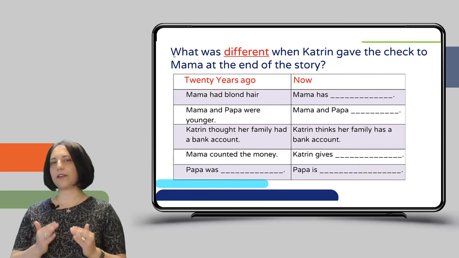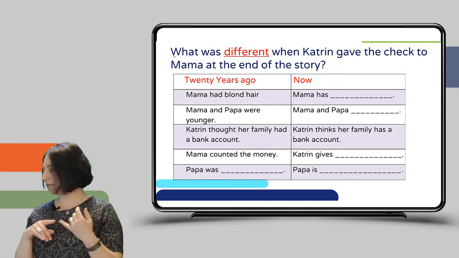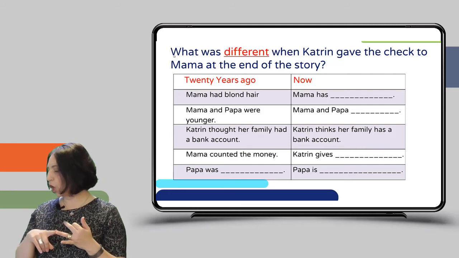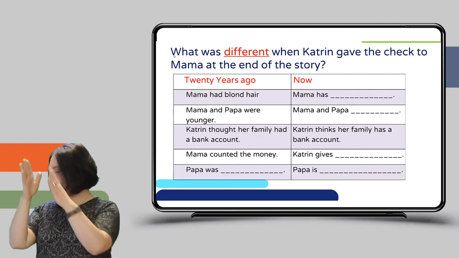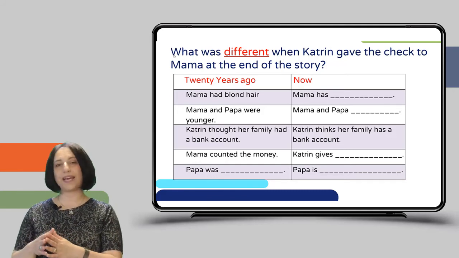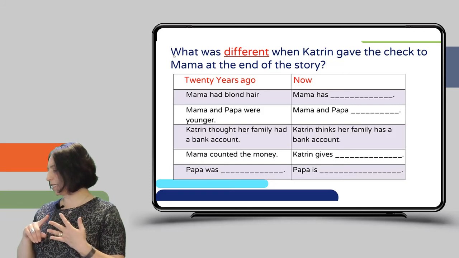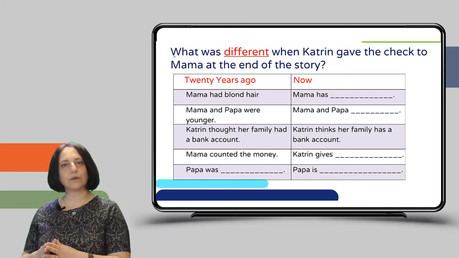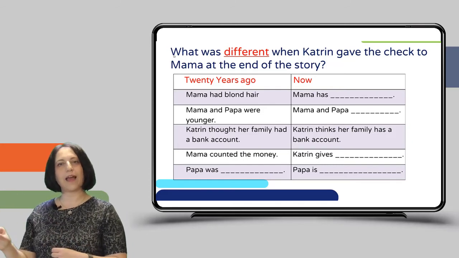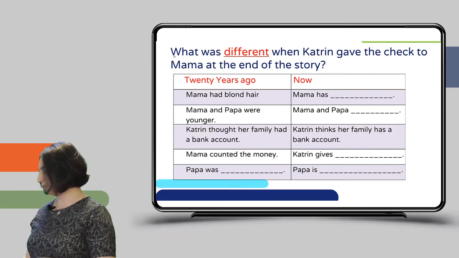Can you see that the one column is in the past tense? Had, were, thought, counted, was. And the other column should be in the present tense. Has, thinks, gives, is. These are all present words. So can you complete now the sentence? And in a moment, I'm going to check you.